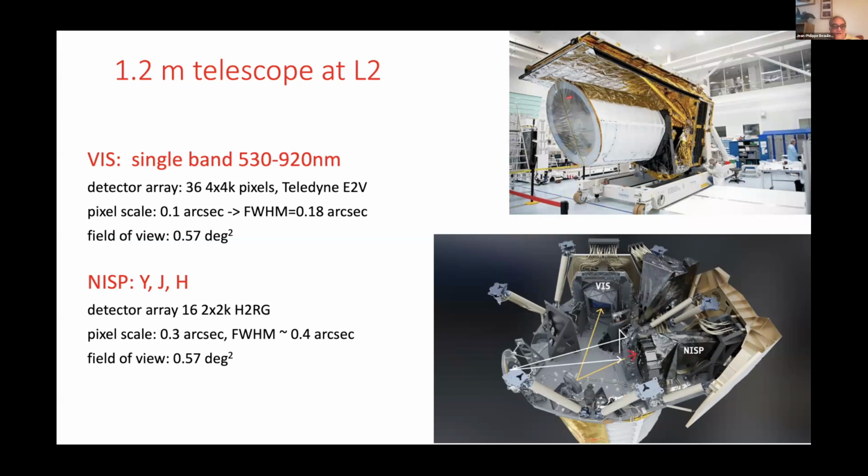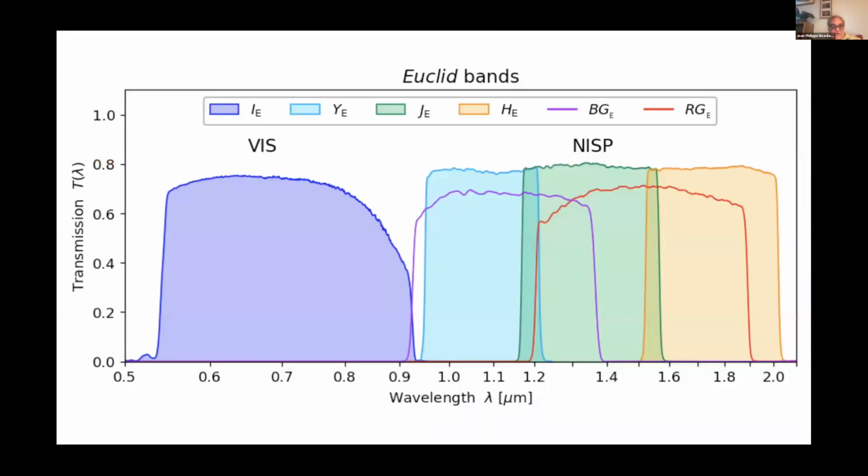0.57 square degrees covered with Teledyne detectors. And the pixel scale is 0.18 arc seconds, which is actually well matched with Roman. And then there is also an instrument called the NISP, which is taking observations in the infrared in the Y, J, and H bands. Here the pixel scale is much larger, 0.3 arc seconds. Note that for the channel in the visible, we have one single band which is broader than usual. So here you have the transmission.